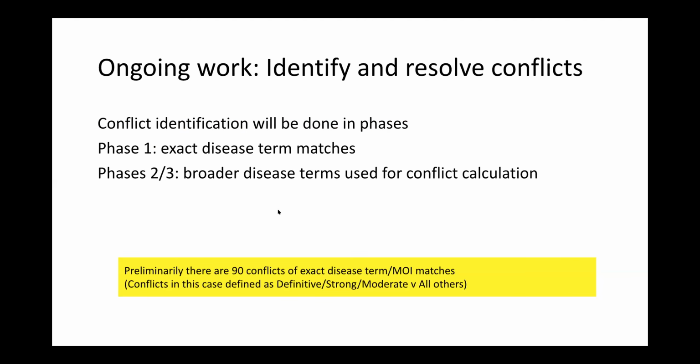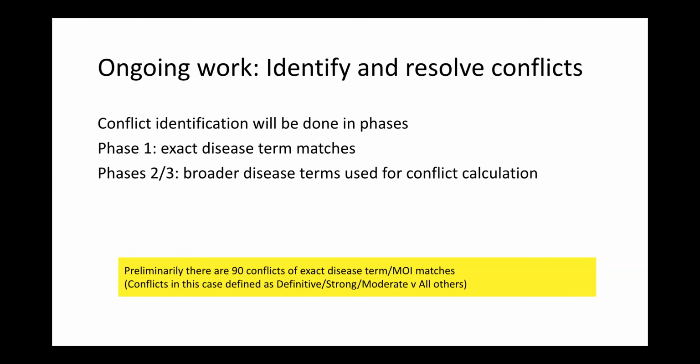So the easiest way to do it is exact disease term matches. So either, for example, groups are submitting the exact OMIM term together, or a Monarch Disease Ontology term that is mapped to a synonymous OMIM term. And if these have differing classifications, for example, a definitive one and a limited one, and they have the same mode of inheritance and the same disease term, we would calculate that as a conflict. Very simple. For phases 2 and 3, we're hoping to use broader disease terms for conflict calculation, and I'll speak a little bit more about that.